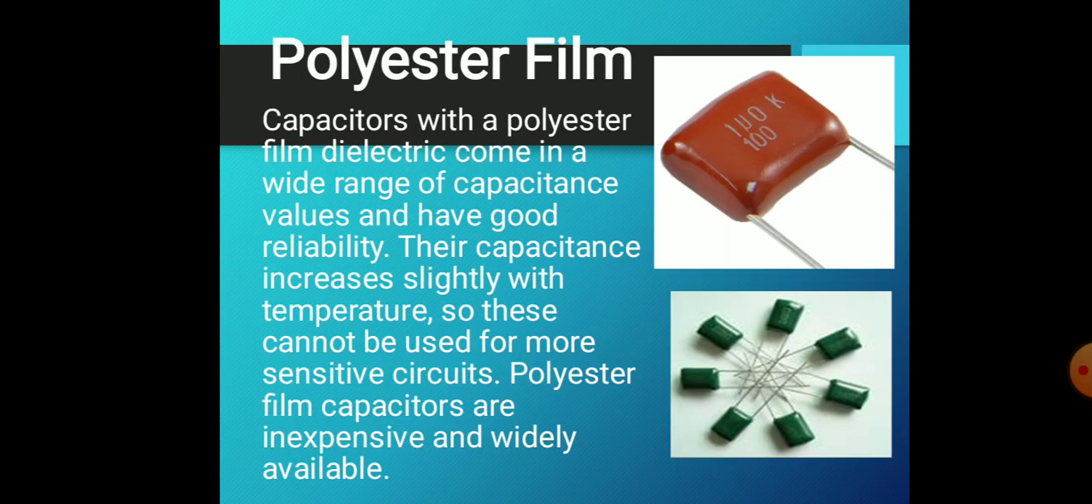Next is polyester film capacitor. Capacitors with a polyester film dielectric come in a wide range of capacitance values and have good reliability. Their capacitance increases slightly with temperature, so we cannot use this for sensitive circuits. Polyester film capacitors are inexpensive and widely available. So polyester film are cheap compared to other types of capacitors.